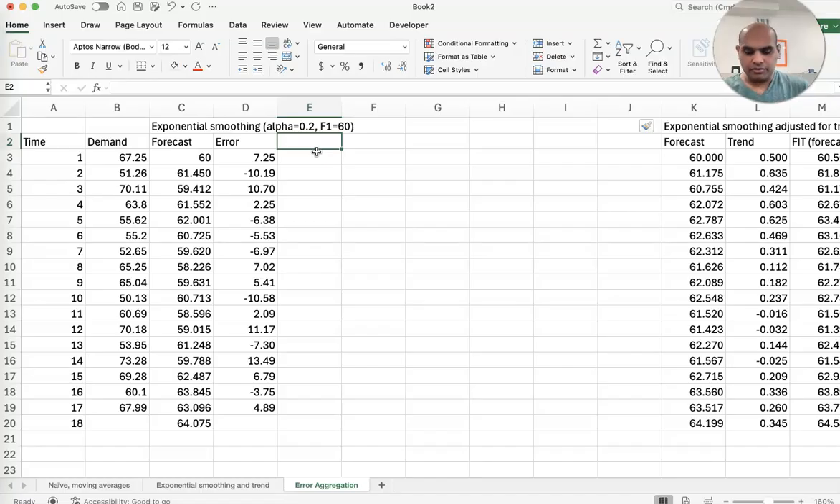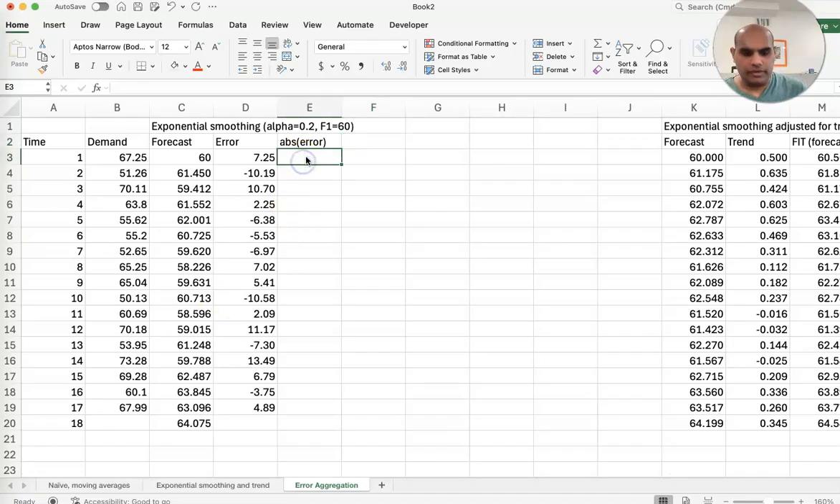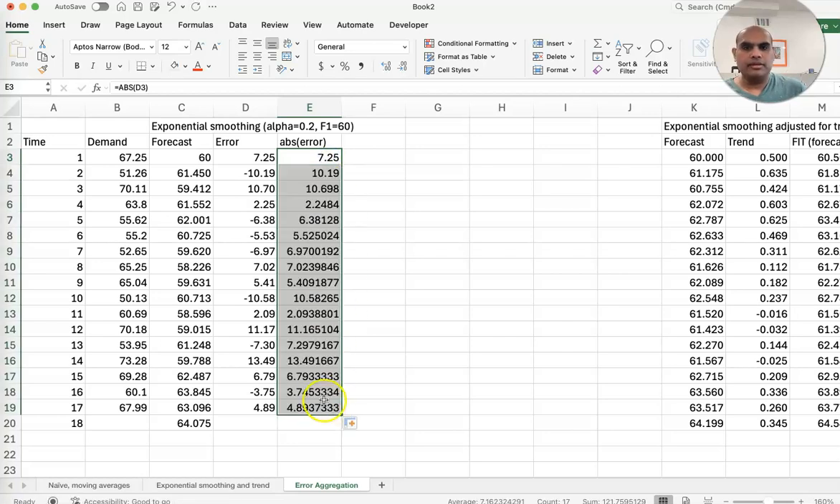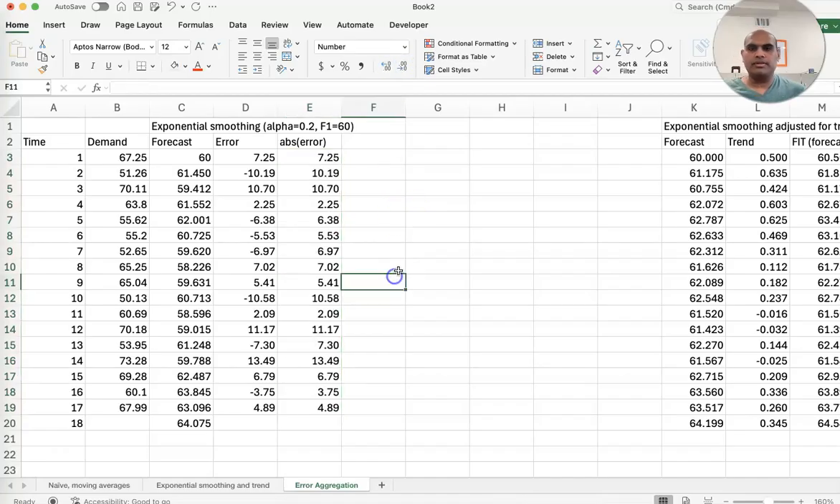To calculate these, we will need the absolute value of error first. The absolute value is just error without the sign. The formula in Excel is ABS. So you just say absolute value of error, and it goes all the way down. These are the absolute values of error. I'm going to keep that to 2 decimal places. I don't need more than that.